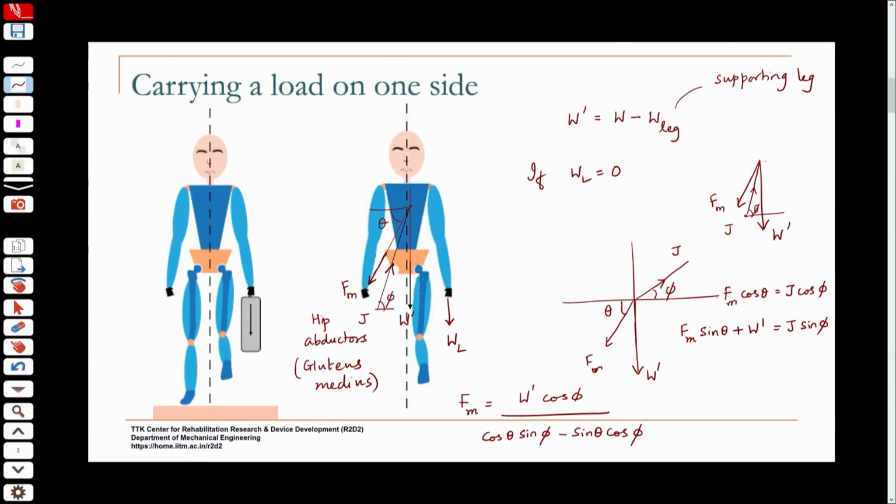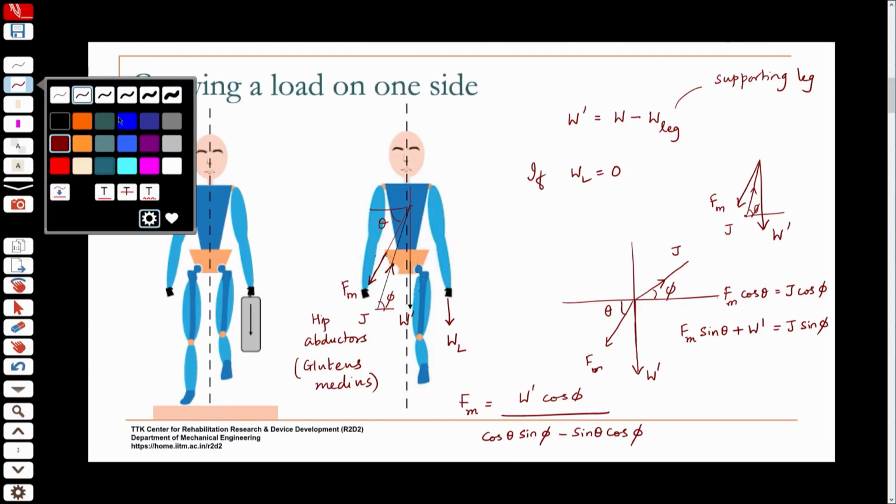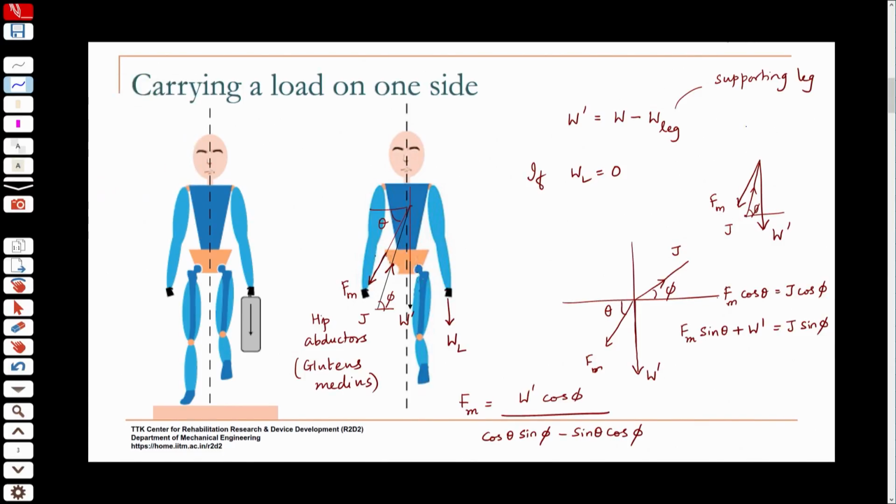Now, instead of W dash, this has shifted slightly. If WL is not equal to 0, I have this equal to W, let us call it W double dash, equal to W minus W leg plus WL, and it would act somewhere here. It will be larger and slightly shifted from the midline.